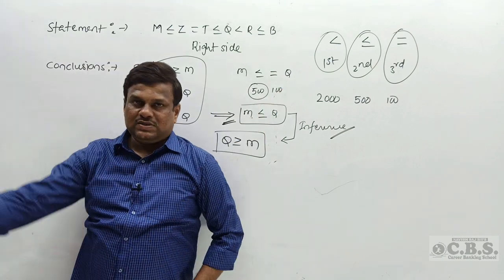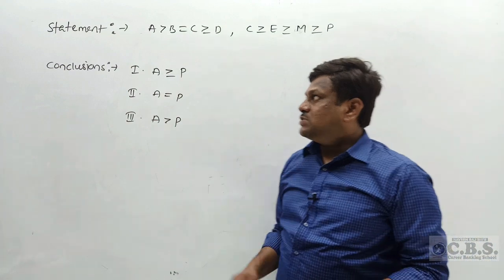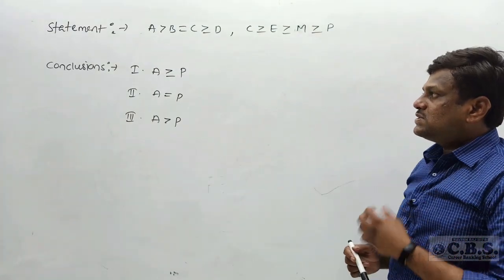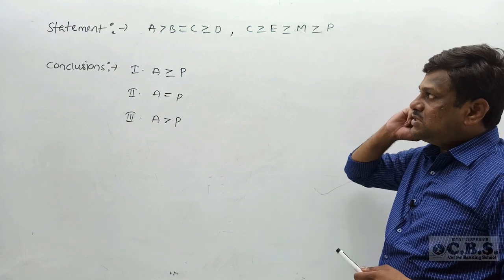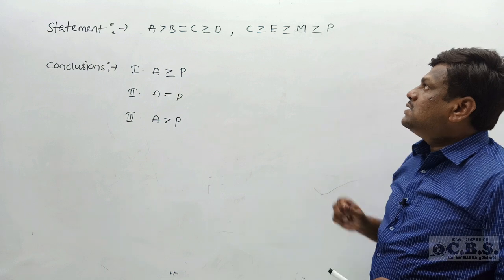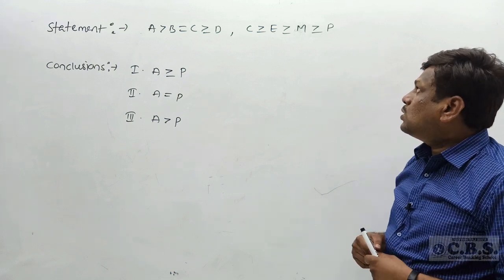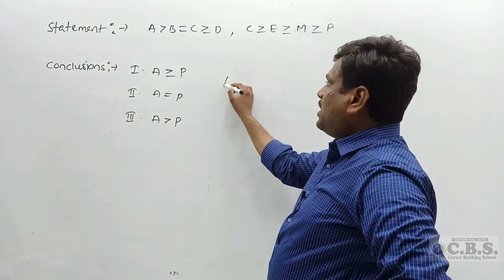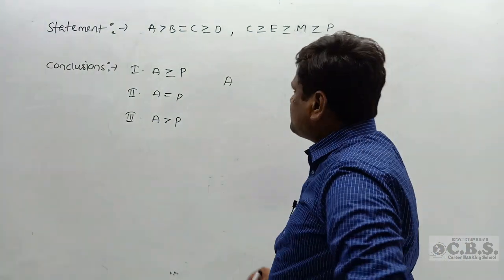Let's go for some more examples of these questions. Let's go for the next model of the question. Here the two statements and the three conclusions are given. The statement is first A more than B and B is equal to C, C more than or equal to D. Here C more than or equal to E, E more than or equal to M, M more than or equal to P. So what are the conclusion variables given? A and P.